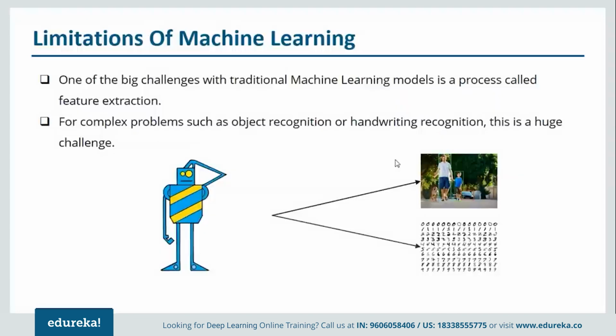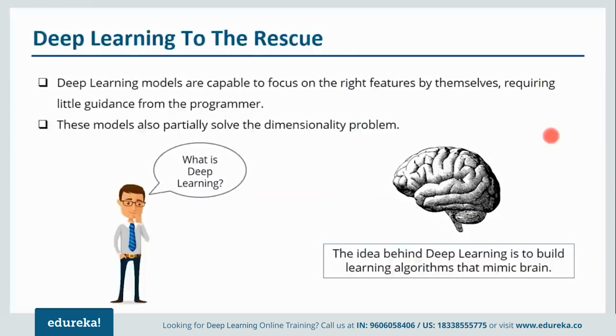Now obviously we have a limitation, and it won't be fair if I don't give you the solution to this problem. So we'll move forward and understand how deep learning solves these kinds of problems. As you can see in the first line on your slide, deep learning models are capable of focusing on the right features by themselves, requiring little guidance from the programmer. With that little guidance, these deep learning models can generate the features on which the outcome will depend. At the same time, it also solves the dimensionality problem. If you have a very large number of inputs and outputs, you can make use of a deep learning algorithm.